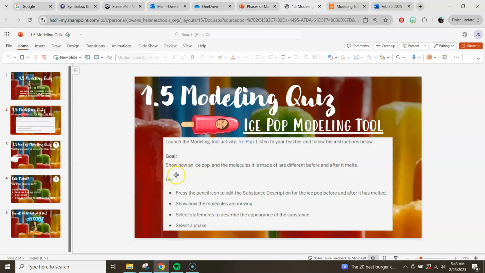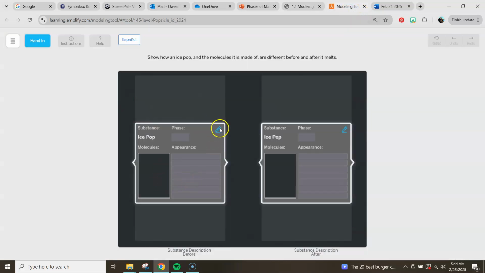Okay, so it says, show how an ice pop and the molecules it is made of are different before and after it melts. So we're going to be looking at 2 different phases, before a popsicle melts and after it melts. So think about what those 2 phases are. Use the pencil, press the pencil icon to edit the substance description for the ice pop before and after it has melted. Show how the molecules are moving, and then select the statements to describe the appearance of the substance, and then select a phase. So basically this is what you guys are being graded on, is how the molecules are moving, the appearance of the molecules, and then the phase the ice pop is in before and after it melts.